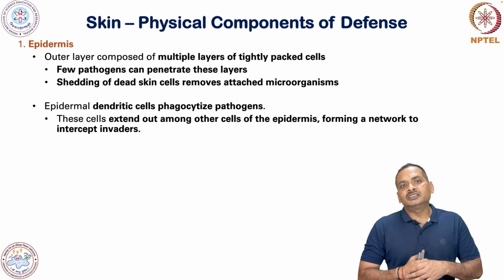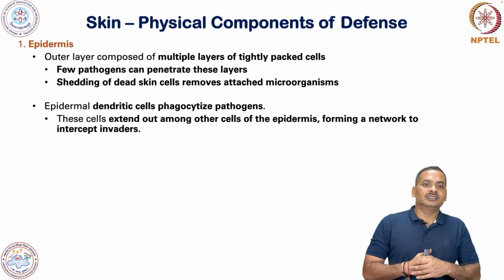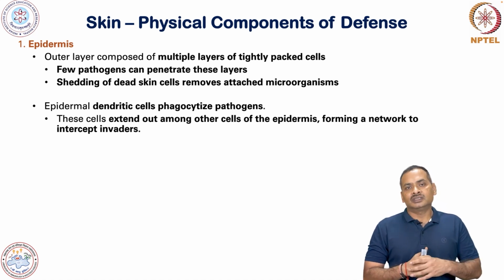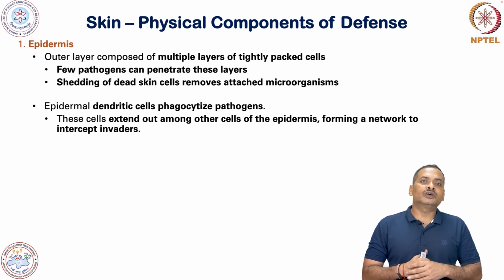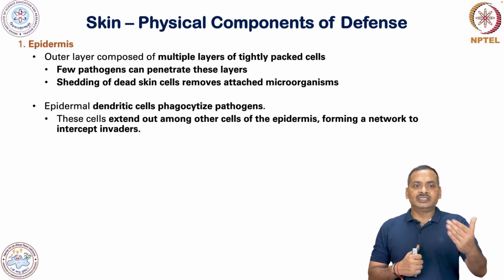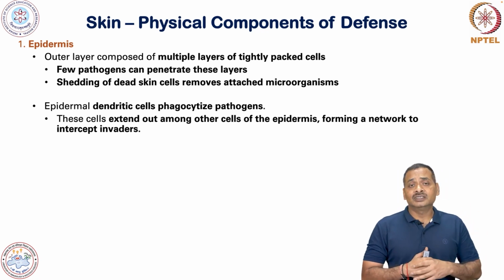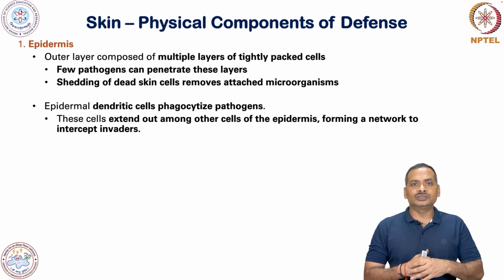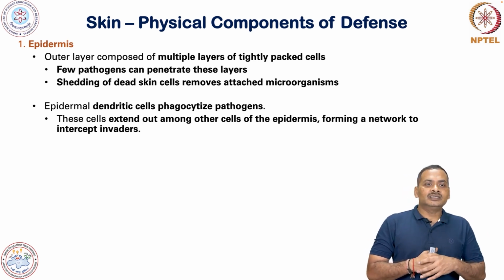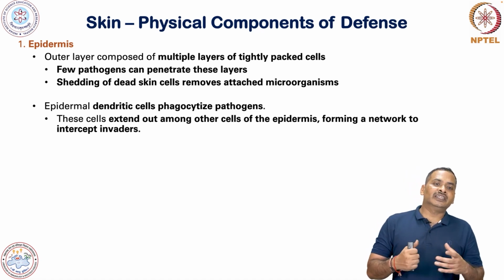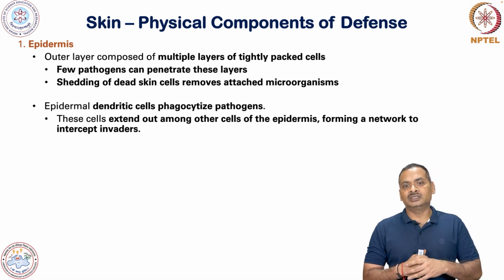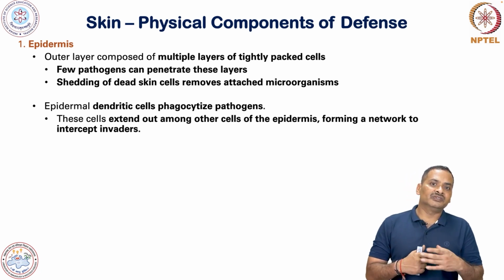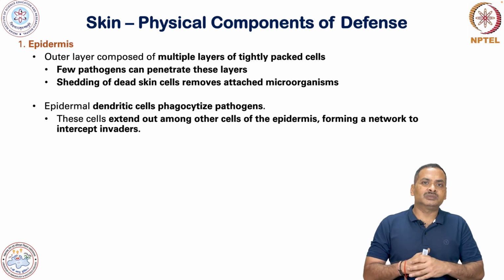You remember that there is one specialized phagocytic cell in the skin, in the epidermal layer, which we call the Langerhans cell. So there is a presence of dendritic cells in the epidermal layer, which phagocytose the pathogen, and these cells basically extend out among other cells in the epidermis, forming a network to intercept invaders. This basically intercepts the invaders.